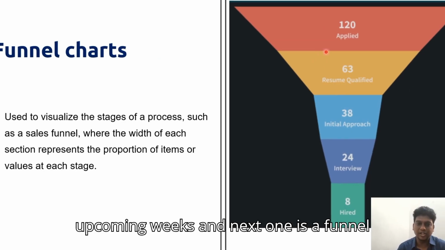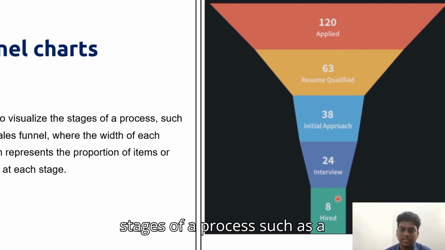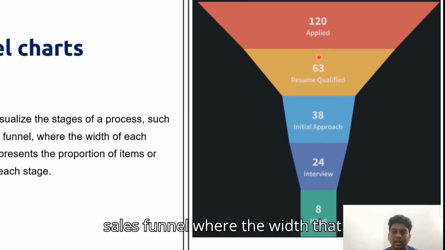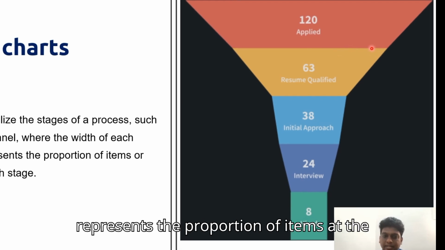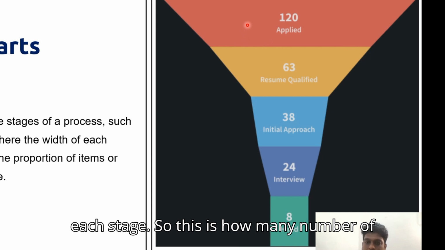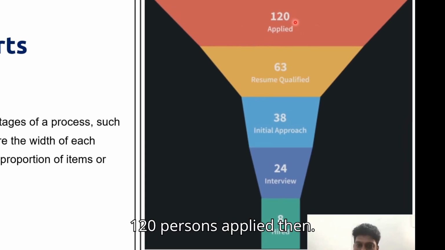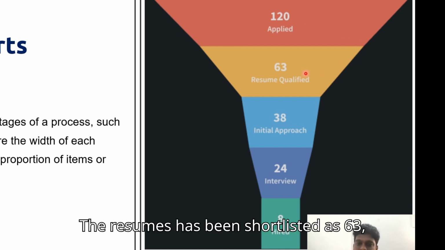And the next one is funnel charts. This helps to visualize the stages of a process such as a sales funnel, where the width represents the proportion of items at each stage. So this is how many persons have applied for the job. 120 persons applied. Then the resumes shortlisted were 63.